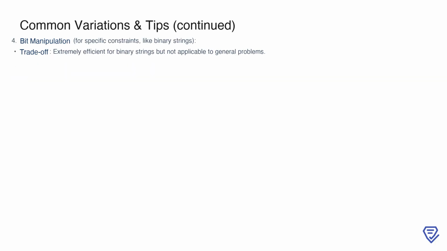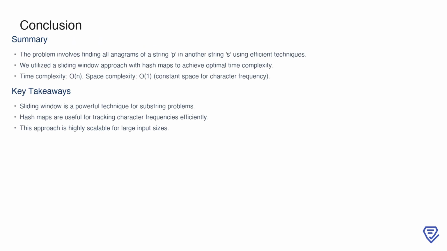In addition to these approaches, there are specific cases where bit manipulation can be a valuable technique. This method is particularly efficient for problems involving binary strings, as it leverages the compact representation of bits to perform operations quickly. However, its usefulness is somewhat limited to problems with binary constraints, and it's not a general solution for most substring problems. Understanding when and how to apply these alternative approaches will help you tackle a wide range of string-related challenges effectively.